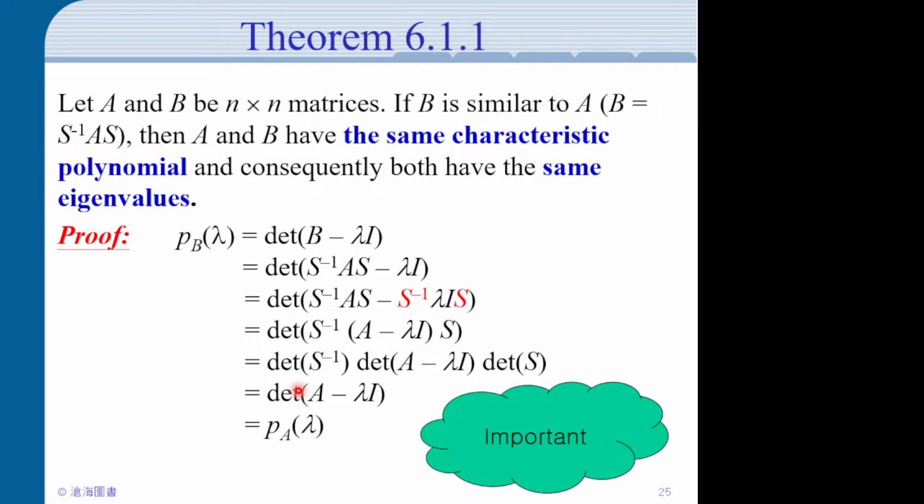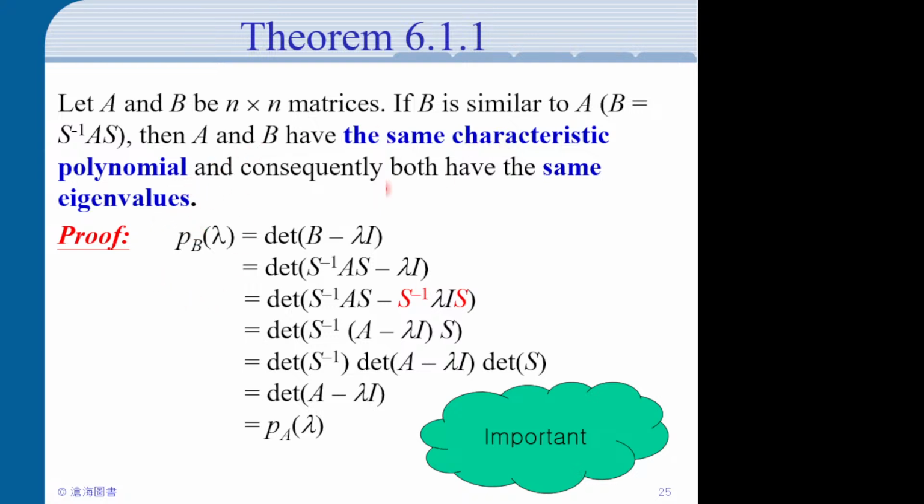And then we go to a very useful theorem. It says that if you have two matrices A and B, and B is similar to A, and remember that means you have some non-singular S such that B equals S inverse A S, then A and B will have the same eigenvalues because they will have the same characteristic polynomial. So this is the first theorem we show. And the proof is pretty straightforward.